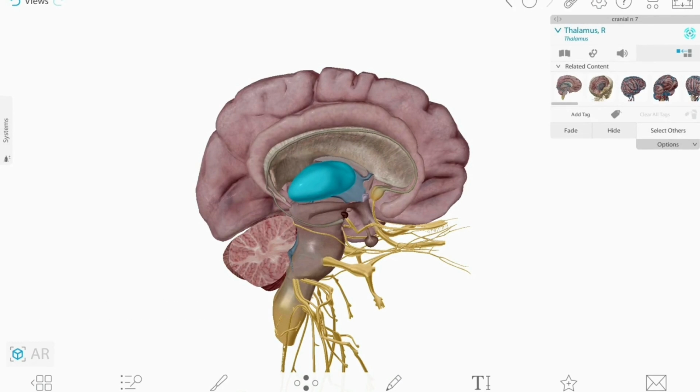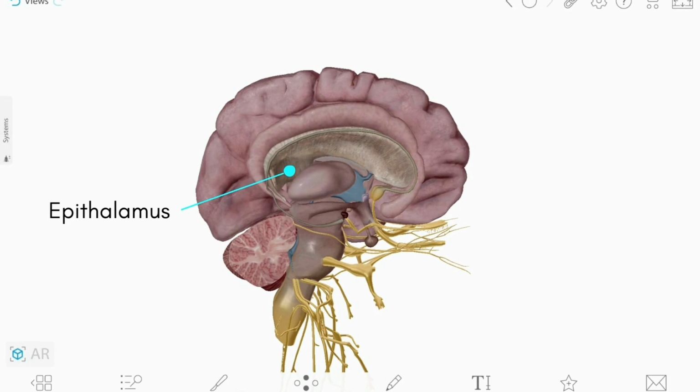Thalamus, hypothalamus, epithalamus, and subthalamus are its structural components.